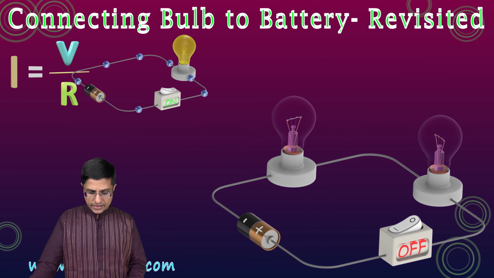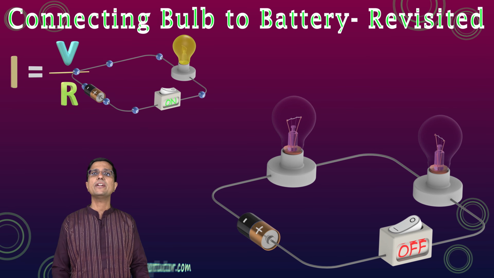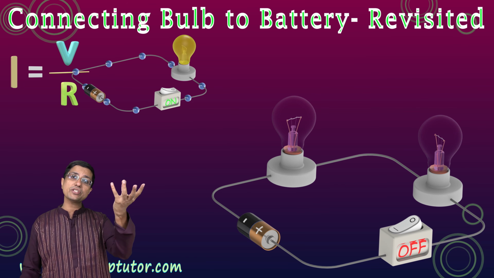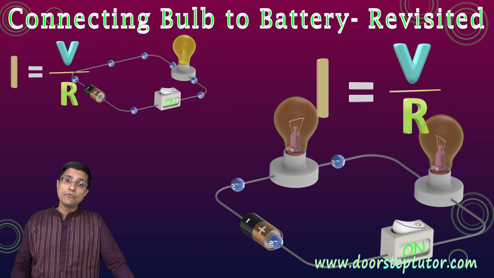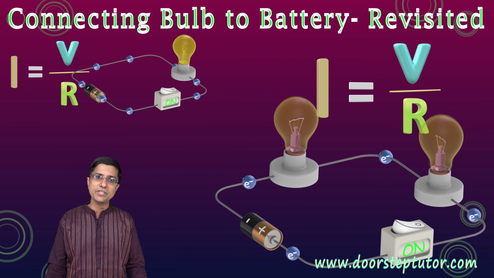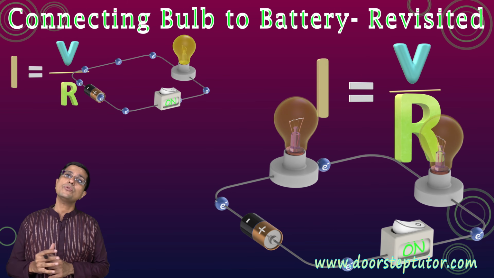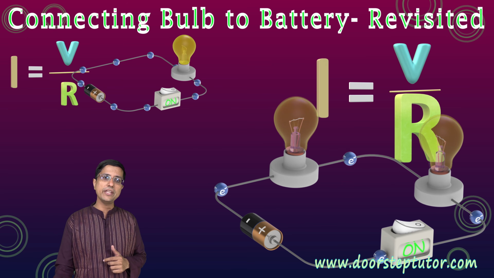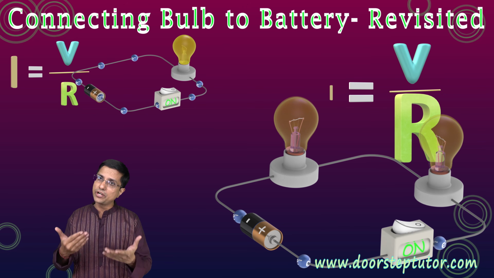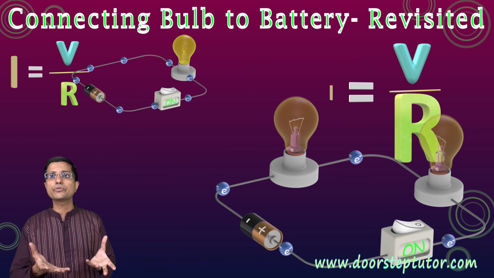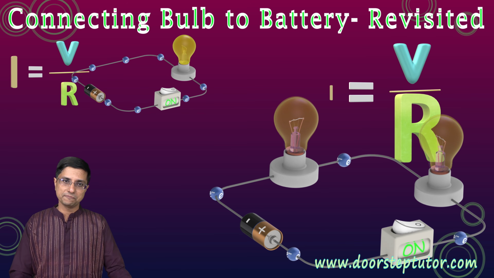Now, let's take the other scenario. What happens if the battery remains the same, and instead of having just one lamp, I connect another lamp to my circuit? The voltage in the circuit remains the same, but now the resistance has actually doubled. Instead of just one lamp, I now have two lamps. So of course the current would reduce. Due to this reduced current, the temperature inside the lamp would reduce, and of course the lamp would become dim. So each individual lamp would now be lit dimmer.